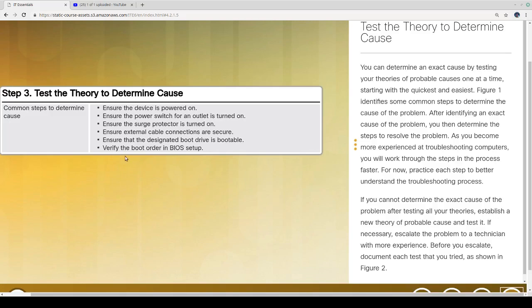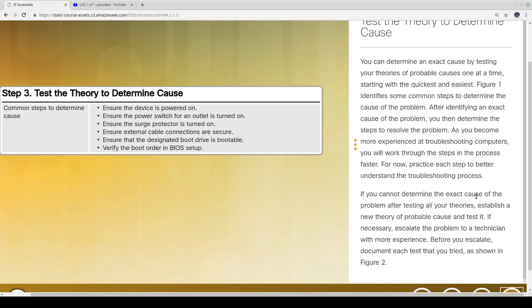Verify the boot order and BIOS setup. You always want to be aware of your boot order. We talked about that with Windows. That could be an issue with just loading Windows. But anyway, be aware that's one of the things that could be wrong if you're trying to boot a computer that's not working. After identifying the exact cause of the problem, you then determine the steps to resolve the problem. As you become more experienced in troubleshooting computers, you will work through the steps in the process faster. For now, practice each step to better understand the troubleshooting process.